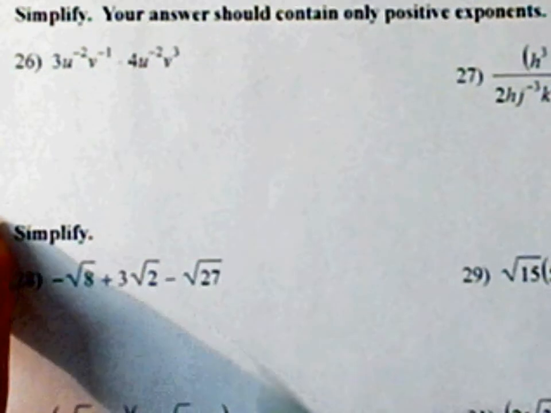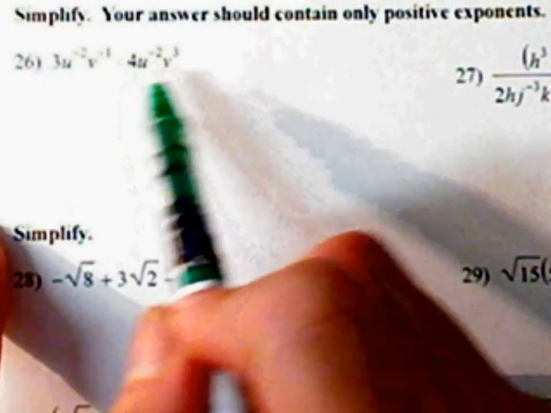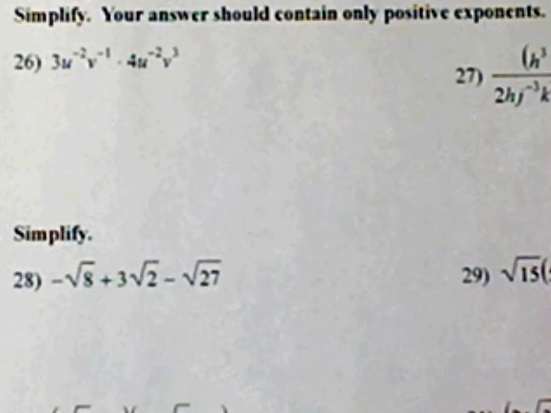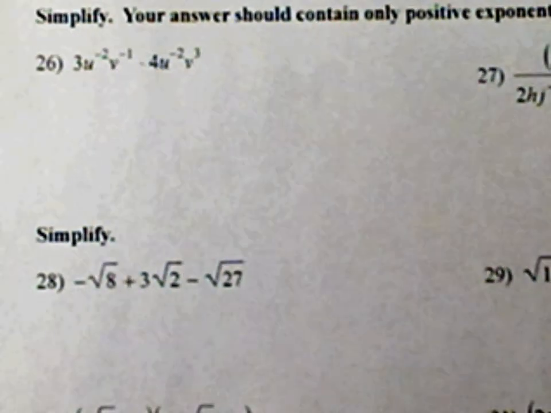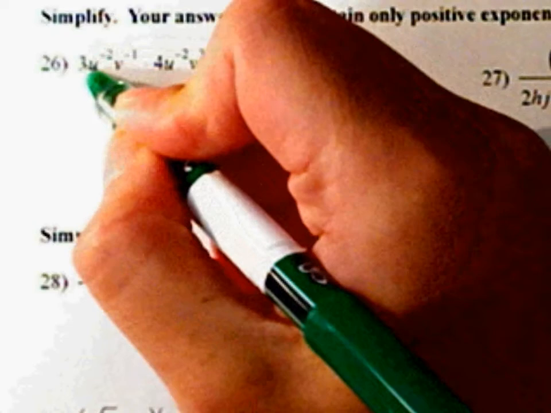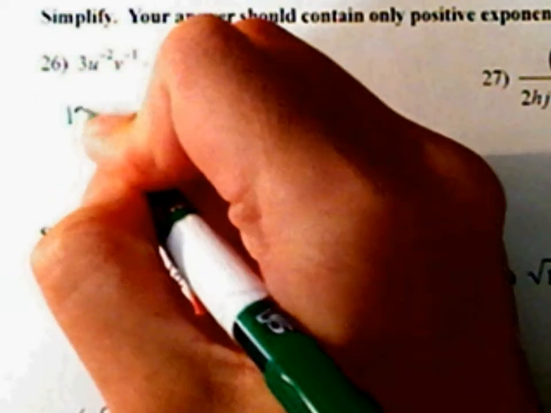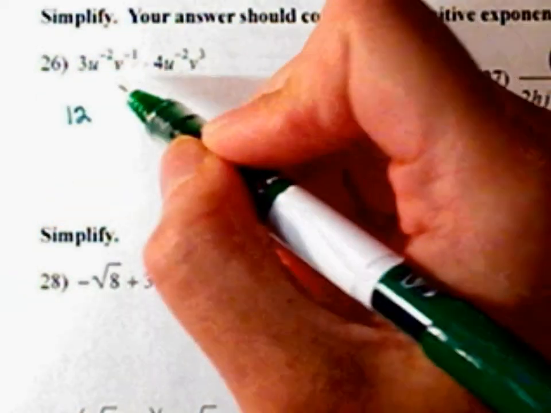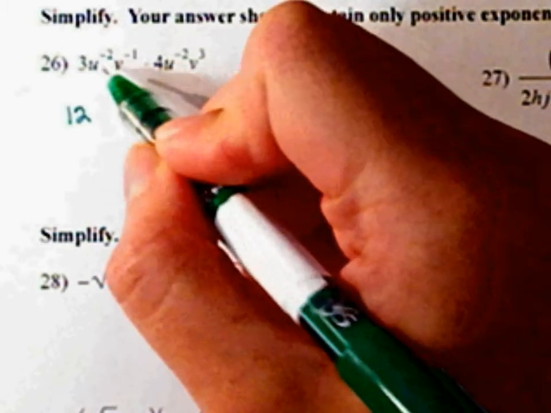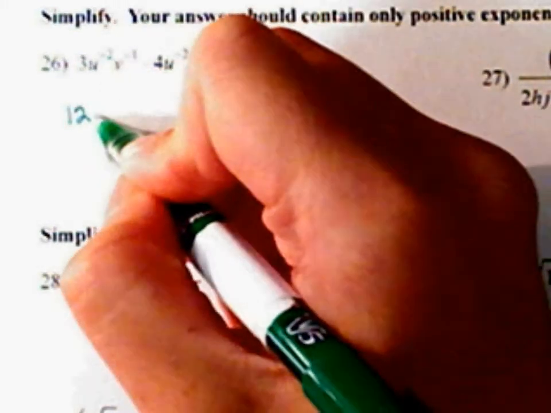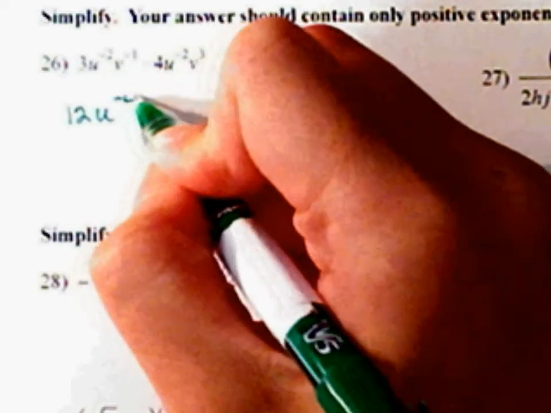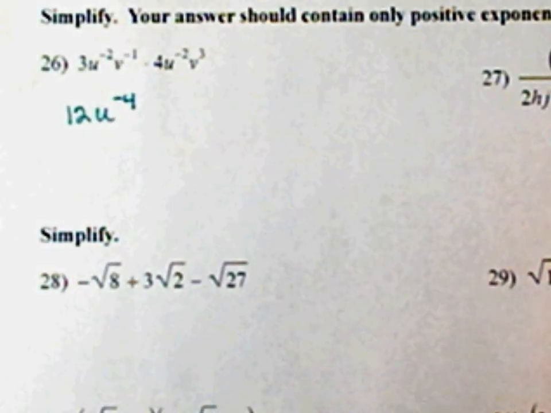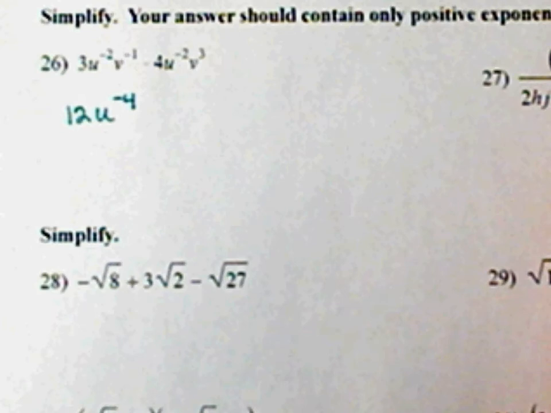On number 26, it says simplify your answers. It should only contain positive exponents, okay? So if I were you, I would try to multiply all my coefficients together first. So 3 times 4 is 12. And when you multiply, you are going to add your exponents. So you have a u. Negative 2 plus negative 2 is negative 4. Keep in mind there's more than one way to work every one of these problems.